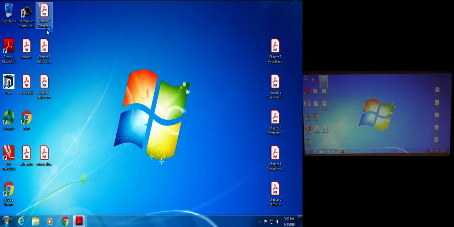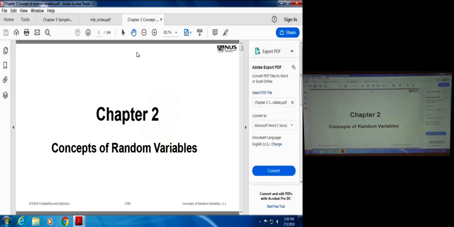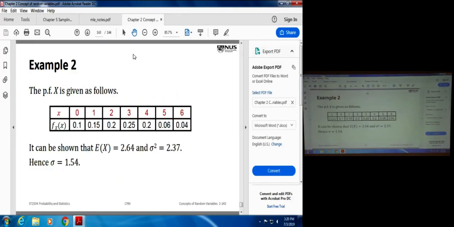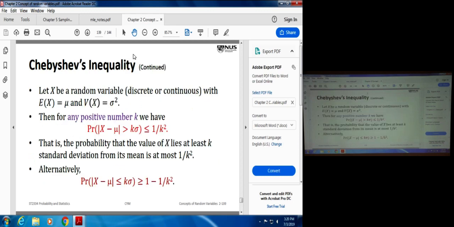Chapter 2. Yeah, there we are. So I just want to remind you what Chebyshev's inequality is. Let x be a random variable which has a finite mean and variance. Then for any positive number k, we can show that the probability that |x minus mu| is bigger than k sigma is upper bounded by 1 over k squared.